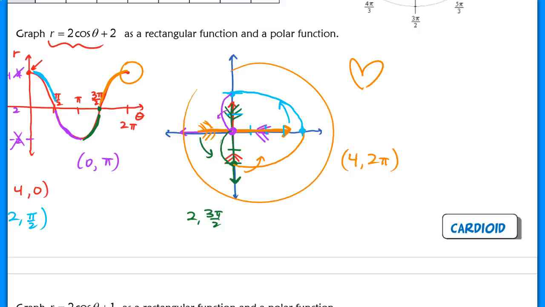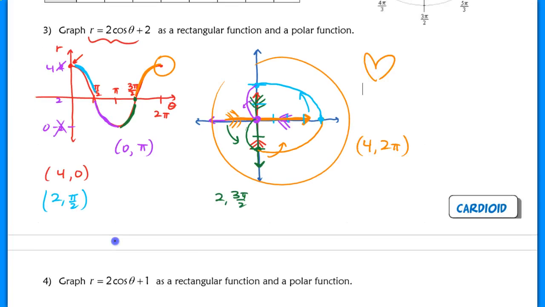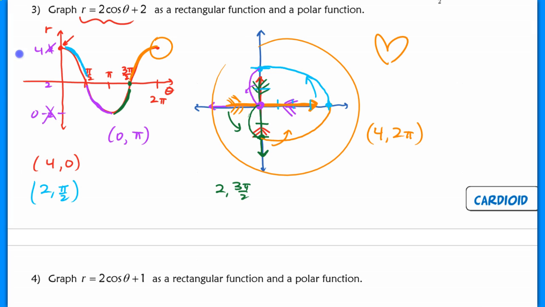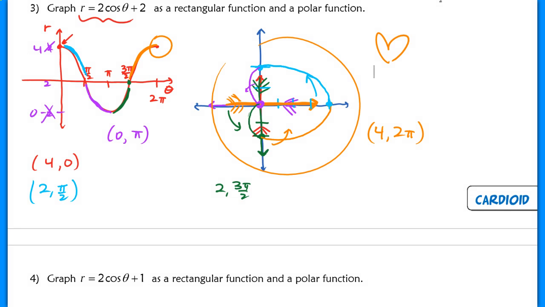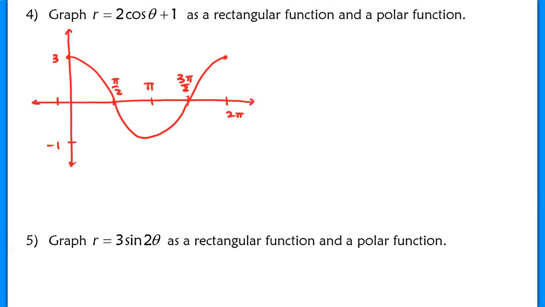But anyhow, that's our first function that we've done with a graph as a reference. We're going to continue to use that method when we graph other very common polar curves. In number 4, I went ahead and graphed this function as a rectangular function. So it's a quasi-rectangular function.